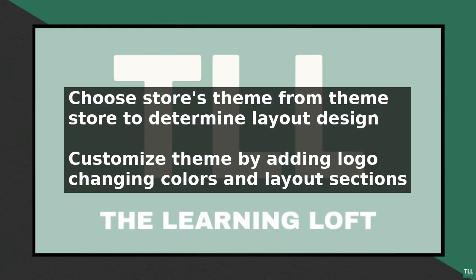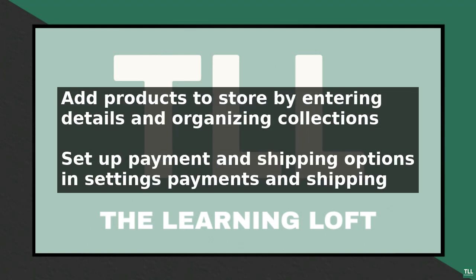Set up payment and shipping options by going to Settings and clicking on Payments and Shipping. Choose payment gateways such as PayPal or credit cards and configure shipping rates and options. Configure taxes by going to Settings and clicking on Taxes. Set up tax rates and rules to automatically charge taxes on orders.